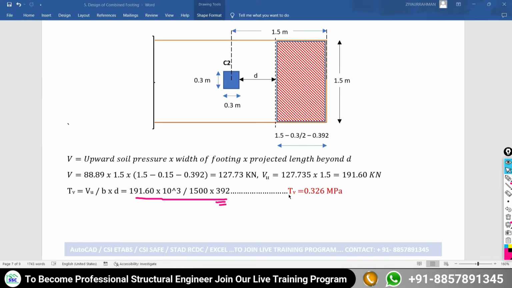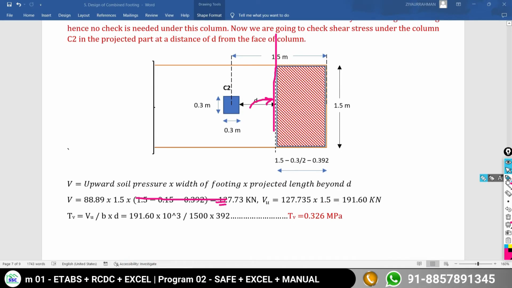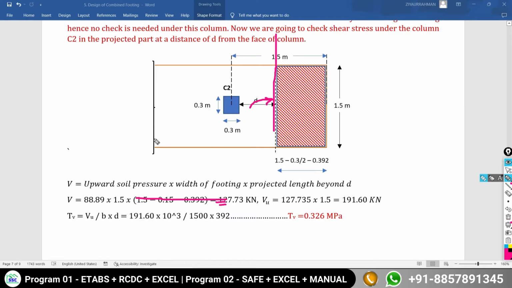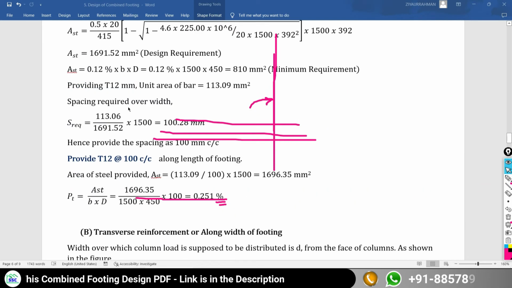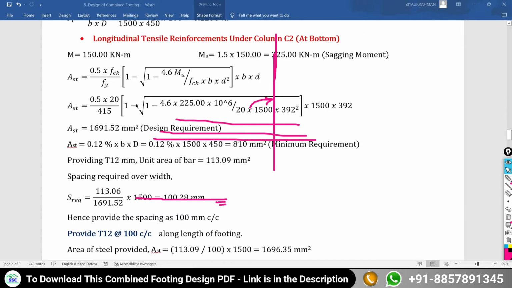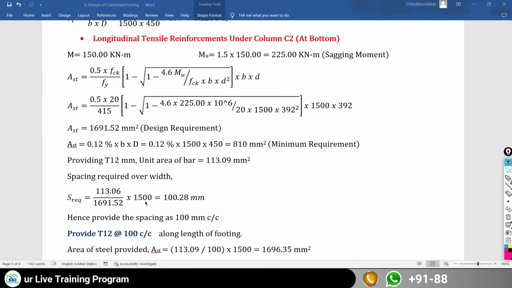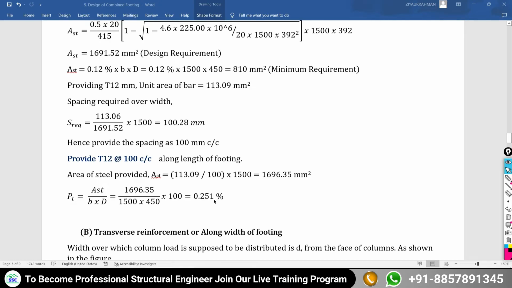I have to compare this nominal shear with the critical shear, the critical capacity of the section. For that I need to know how much longitudinal percentage of reinforcement is available under column C2 at this section, and we have already calculated that. The longitudinal tensile reinforcement under column C2 at the bottom is 0.251% of reinforcement.